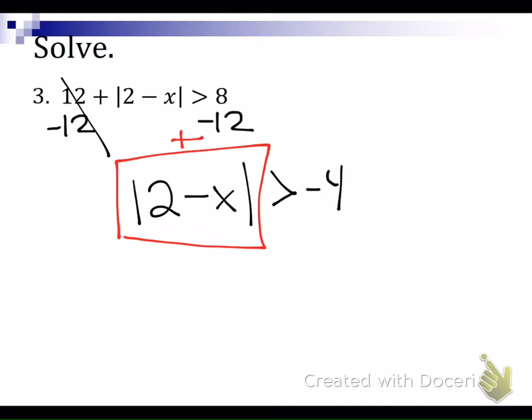Keep going. And then the other side is negative, so all positive numbers are always going to be greater than that. So that's always going to happen. Right. No matter what you make the x, those are always going to be positive. So what's my answer?